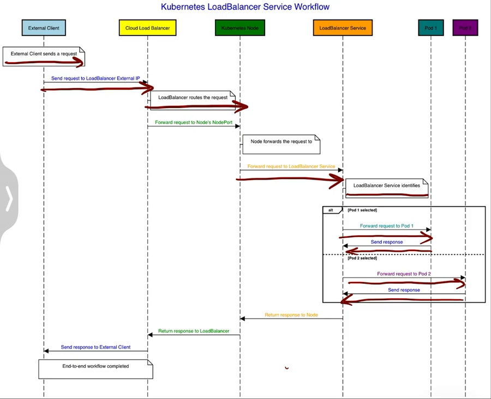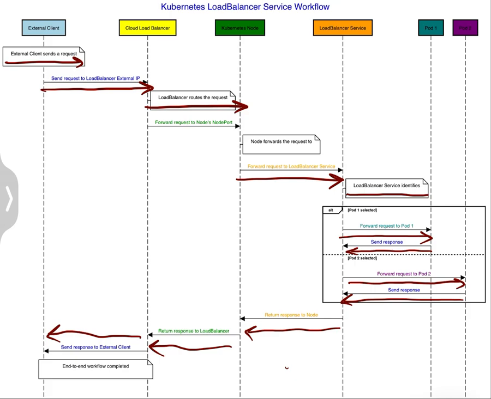6. Response routing through the cluster. After processing the request, the selected pod sends its response back to the load balancer service. The load balancer service routes the response to the node, which forwards it to the external load balancer. Finally, the external load balancer sends the response to the original client, completing the request-response cycle.